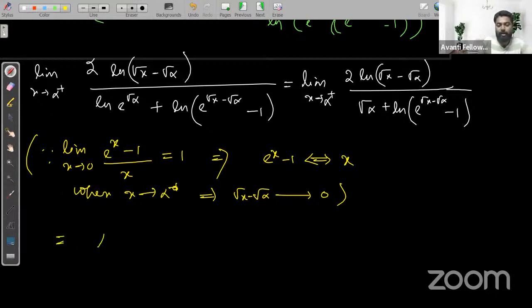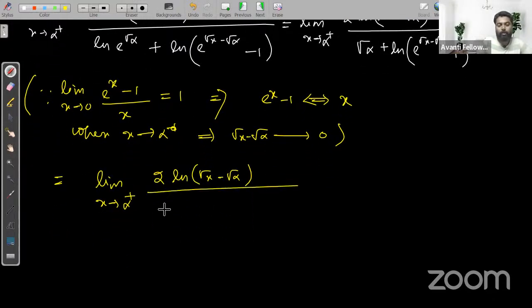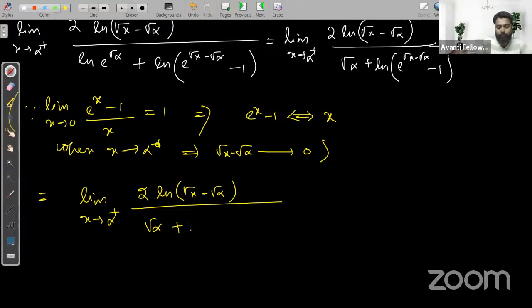So this becomes the limit as x tends to alpha plus of 2 into ln of root x minus root alpha, divided by root alpha plus ln of e to the power root x minus root alpha minus 1. So in place of e to the power x minus 1, I am substituting x, and in place of e to the power root x minus root alpha minus 1, we can substitute root x minus root alpha. No issues. You can replace here, right, guys?